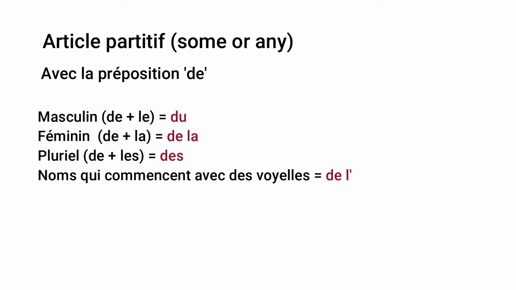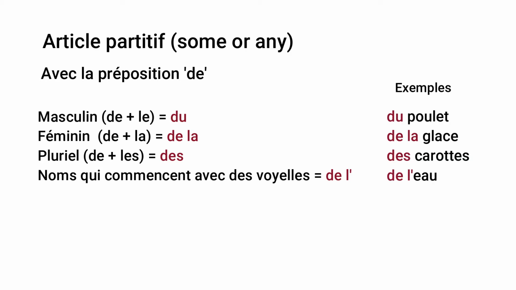So article partitif is used to say some or any. Alright, it's always used with la préposition de. And just like other articles, here also you will see that there are masculin, féminin, pluriel and all these coming into play. Let's go one by one so that we understand avec des exemples. So you have du poulet. Poulet is chicken. So du poulet means some chicken. Poulet is masculin and that is why it's de plus le becomes du and that's why it's du poulet.